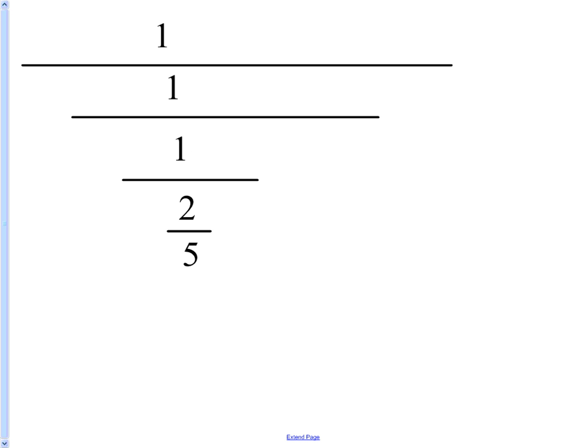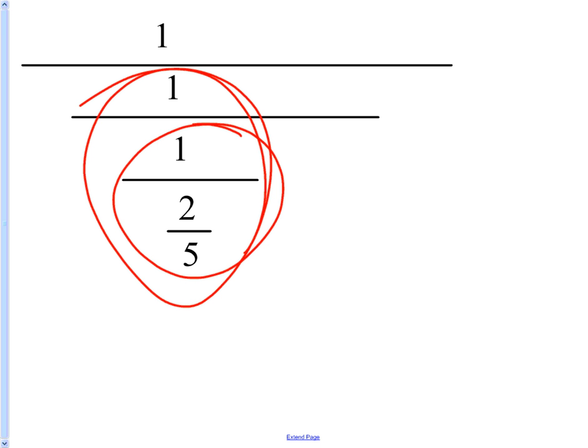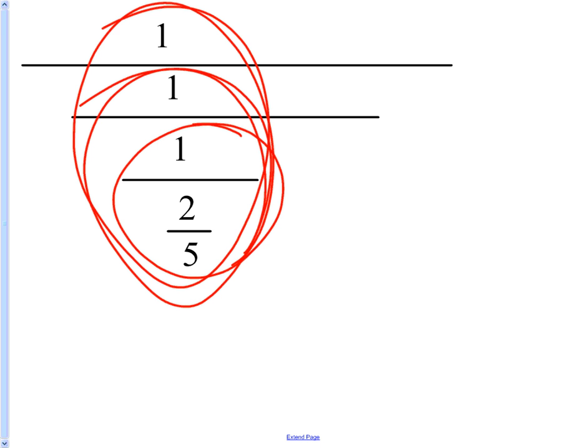How about that one? All right. First of all, that means flip it. So it's what? 5 over 2. Flip it again. 2 over 5. Flip it again. 5 over 2. That's all there is to it.